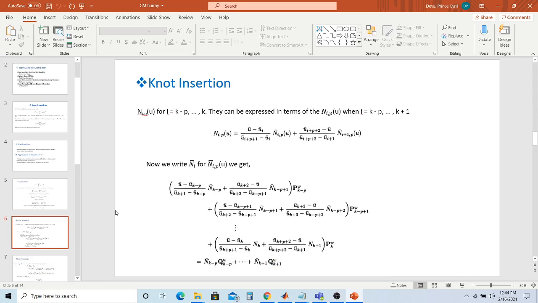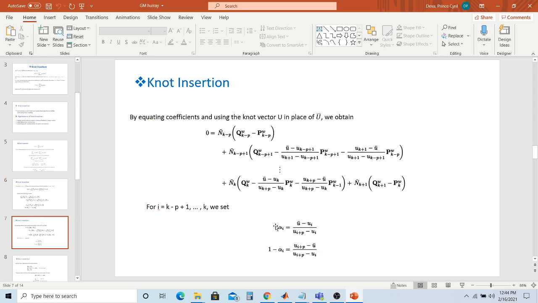If we express N bar for a range of i, we can arrive at the equations shown here. Now we write N bar_i for N bar_{i,p}(u). We get these equations. Due to time constraints, we have to skip some of the steps. Anyway, finally we arrive at this equation that you can see here. And next slide.